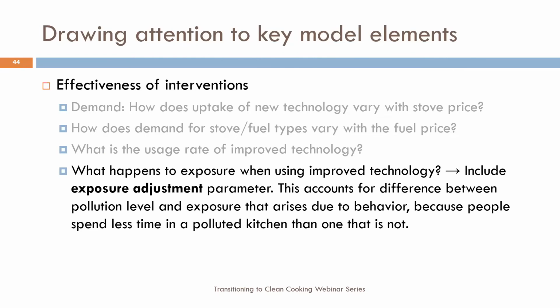Click. Besides stacking, another important parameter for health relates to cooking behavior responses that concern time spent in the kitchen or in close proximity to a pollution source. We include something called an exposure adjustment parameter for improved and traditional technology that implies that people spend less time in proximity of a highly polluting source compared to a less polluting one. And this is based on evidence from a recent meta-analysis. Next.